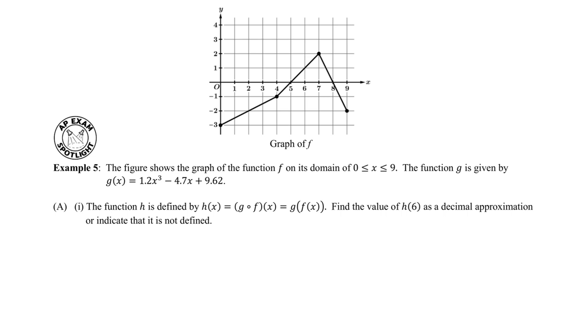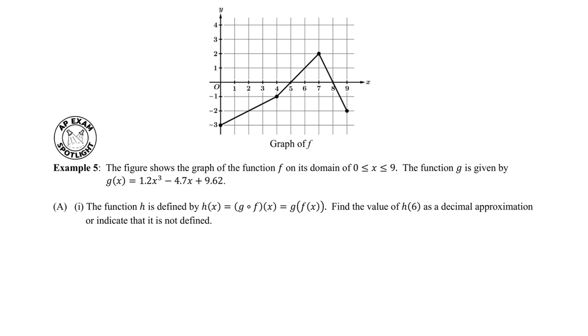The figure shows the graph of the function f on its domain from 0 to 9. So there's one function. And then it goes on to say, hey, we have a function g, and it's given by 1.2x cubed minus 4.7x plus 9.62. So we want to know in a-1, the function h is defined by g of f of x. Find the value of h when we're putting 6 in as the x value.